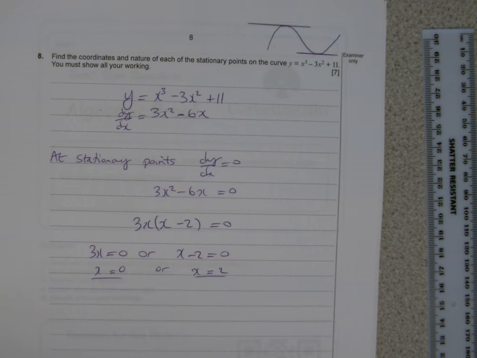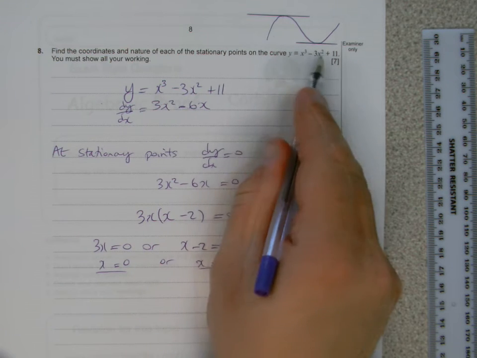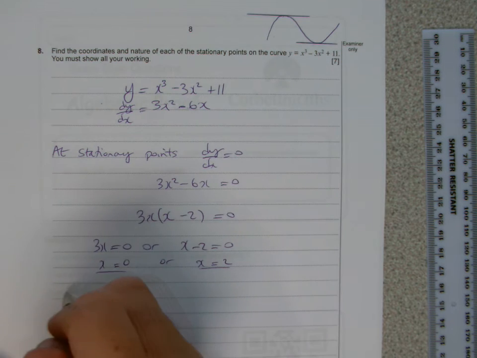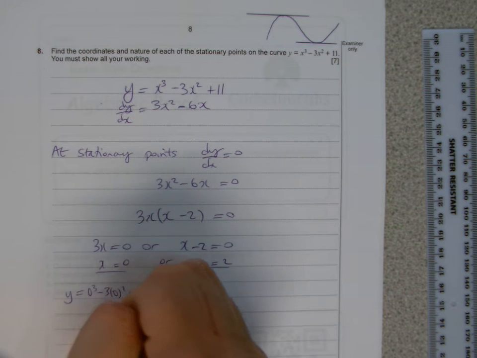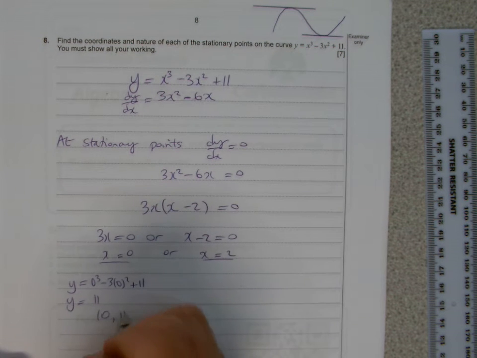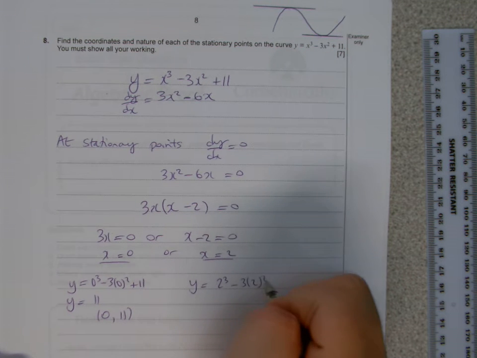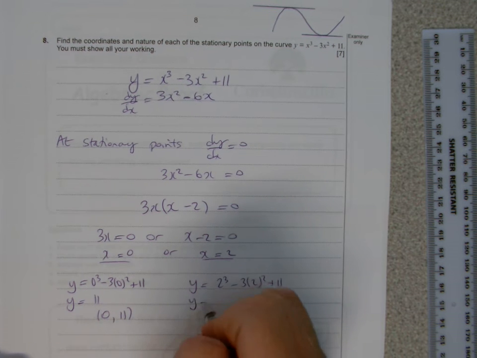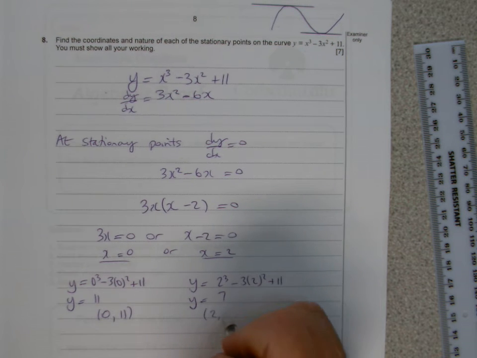But we do want coordinates, right? That's important. So we've got to work out what y is. When x is 0, we work out y by putting it into the curve. Remember, always put it into the curve to work out what y is. So y would be 0 cubed minus 3 times 0 squared plus 11. So y would equal 11. My coordinate there would be (0, 11). And if I put 2 in, the other point, 2 cubed minus 3 times 2 squared plus 11. That's the sort of thing you want to use your calculator for. And it comes out to be 7. So the other point is (2, 7). So we write it as coordinates.